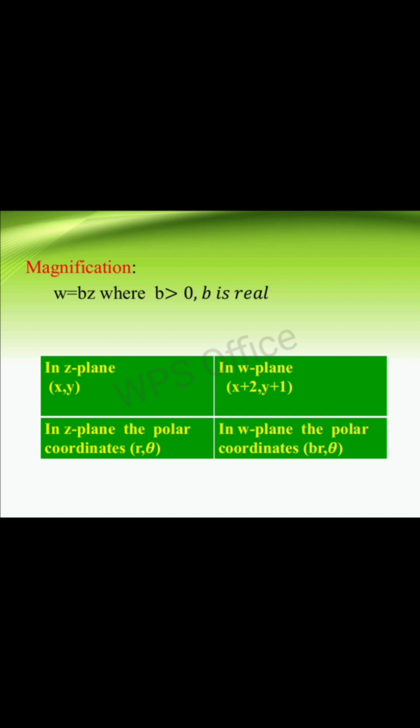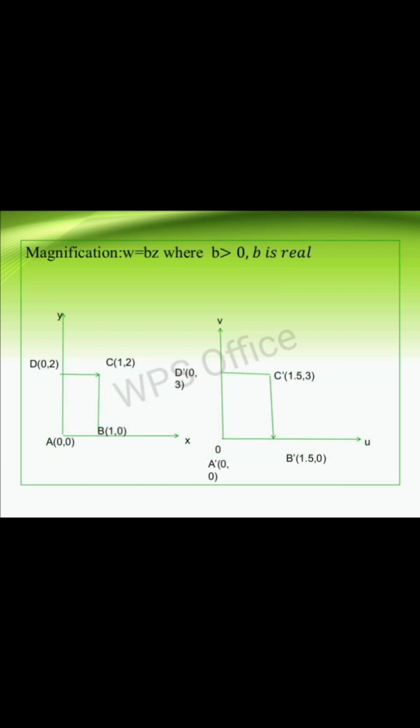Take b equal to 1.5. So w equal to 1.5 into x plus iy, that is 1.5x plus i into 1.5y. So z is x, y, and w is 1.5x, 1.5y. A is 0, 0, and the image A dash is 0, 0. B is 1, 0, and B dash is 1.5 into 1, 1.5 into 0, therefore B dash is 1.5, 0. C is 1, 2, and C dash is 1.5 into 1, 1.5 into 2, that is 1.5, 3.